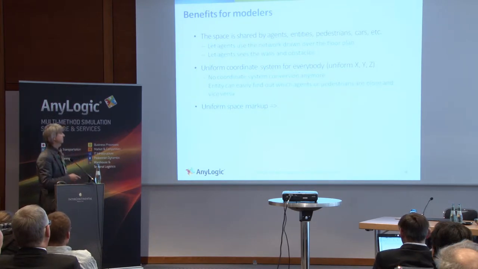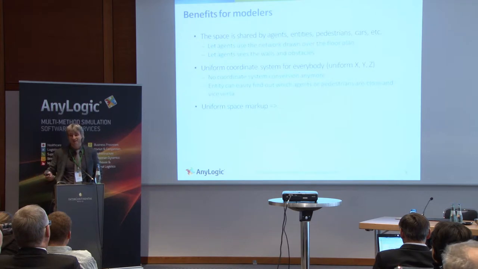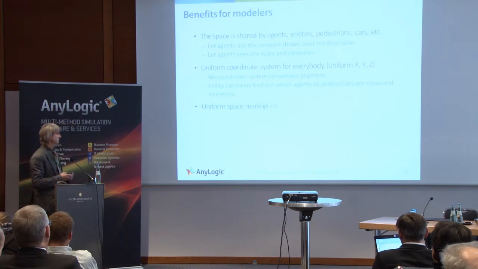Other benefits is that, we do have pedestrian modeling, so we do process the layout. Right, and we do have a network built underneath. So why not letting other moving things use that network, like agents or cars? So that all will be available. And we will have new uniform space markup.